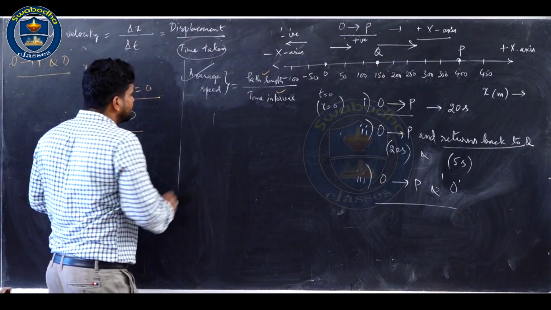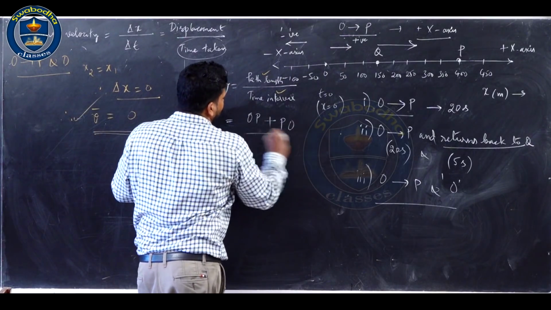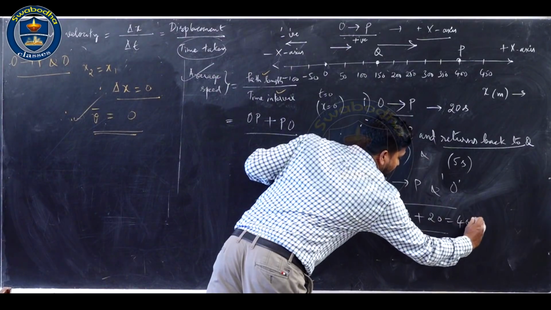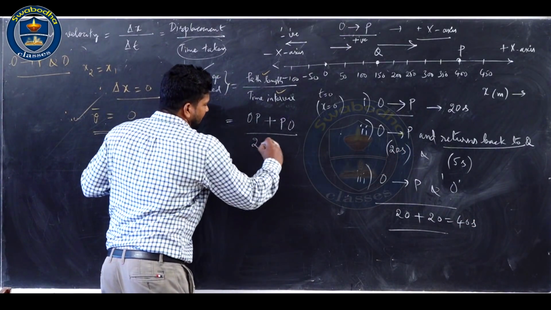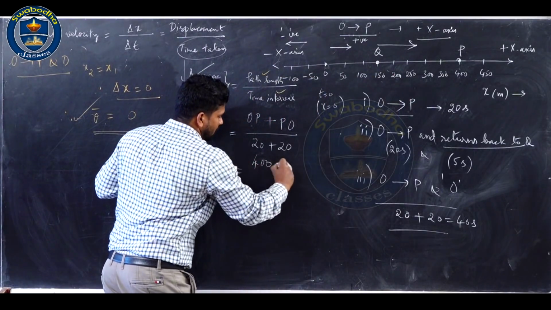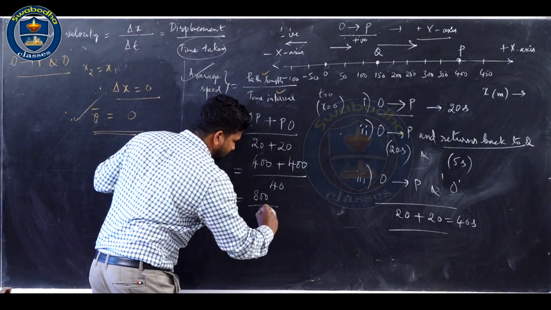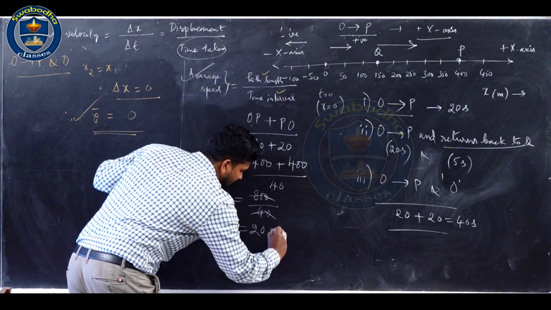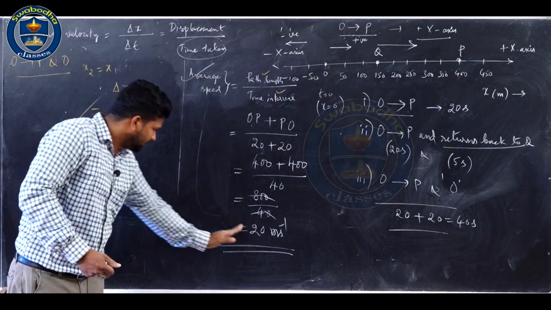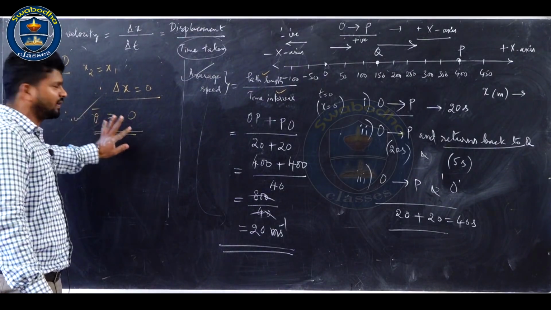But what about average speed? Average speed is path length, that is O to P, OP, and from P to O, that is PO, divided by the time interval. Imagine it takes the same time, O to P 20 seconds and P to O 20 seconds. Therefore, a total of 40 seconds is required for the whole motion. OP is 400, plus PO, that is also 400, divided by 40. 800 divided by 40 is 20 meter per second. That is the average speed, whereas average velocity is 0.